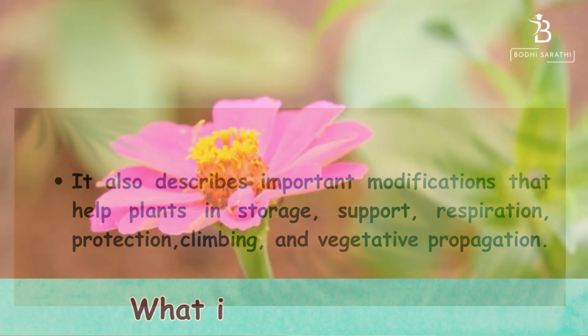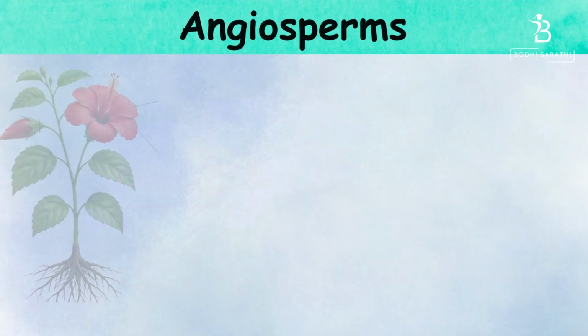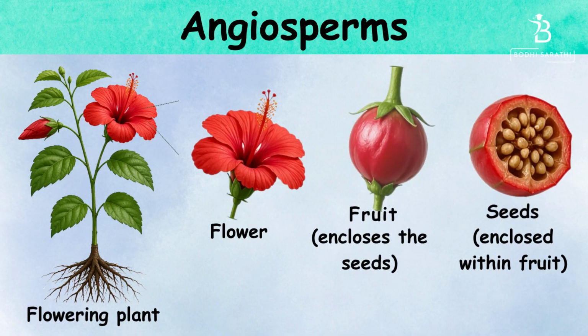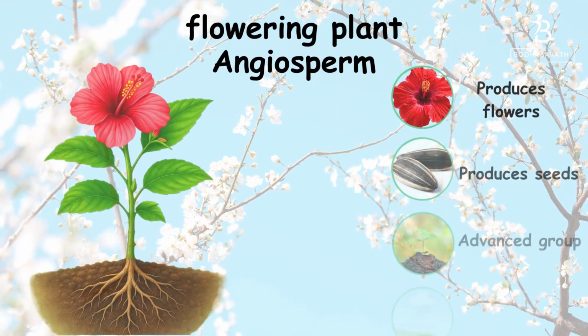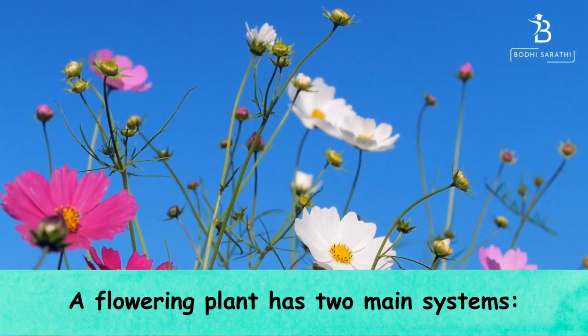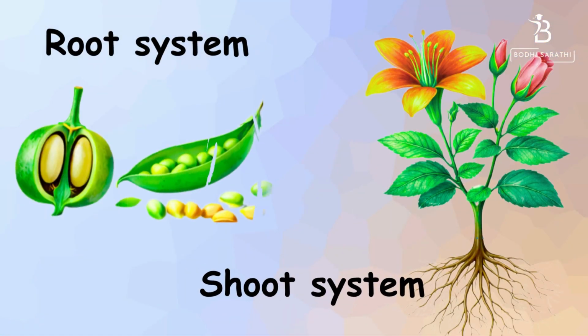What is a flowering plant? A flowering plant is called an angiosperm. It produces flowers and seeds enclosed within fruits and is the most diverse group in the plant kingdom. A flowering plant has two main systems: root system, shoot system.